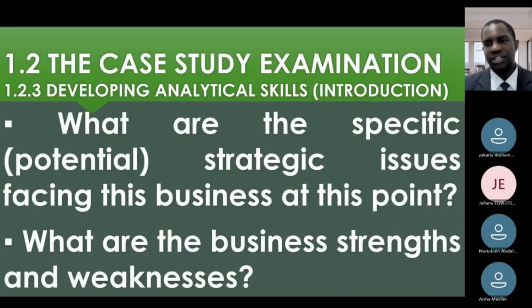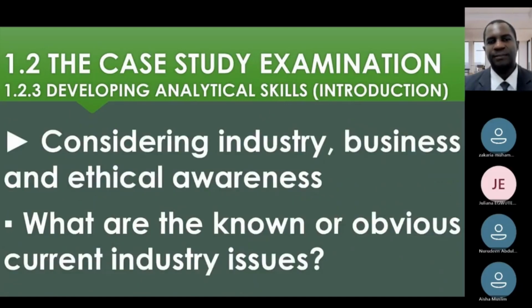Also, what are the specific potential strategic issues facing this business at this point? Look at the business strengths and weaknesses. These are internal issues, while external issues are opportunities and threats. So you should be able to address them, look at them critically. In the last diet, he asked about SWOT in one of his requirements. So the examiner may test that. So take note of it.